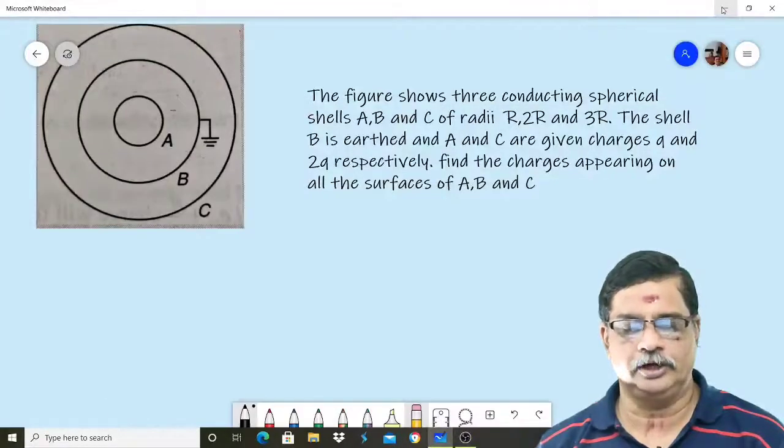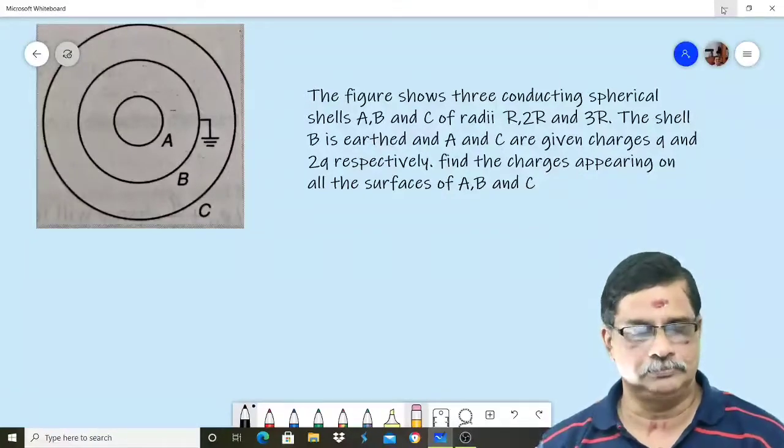The figure shows three conducting spherical shells A, B and C of radii R, 2R and 3R. The shell B is earthed and A and C are given charges Q and 2Q respectively. Find the charges appearing on all the surfaces of A, B and C.